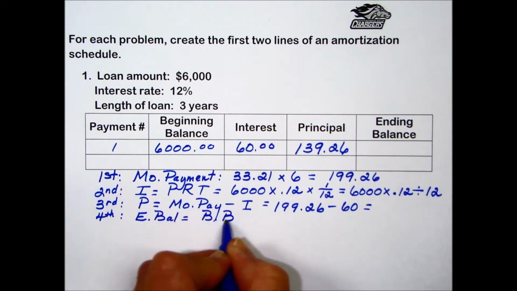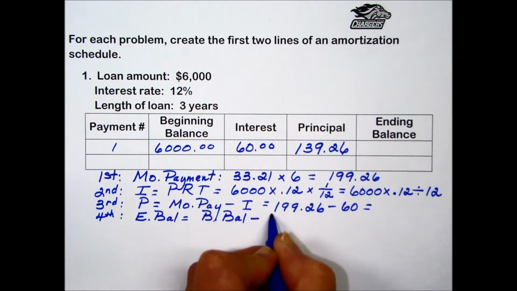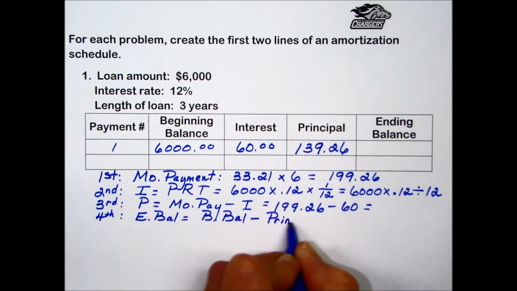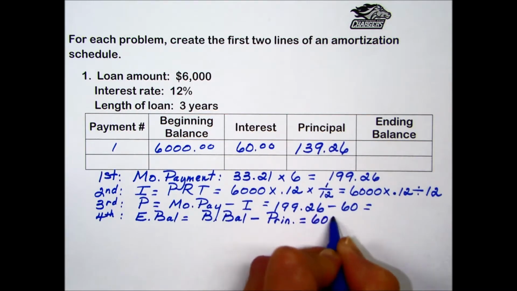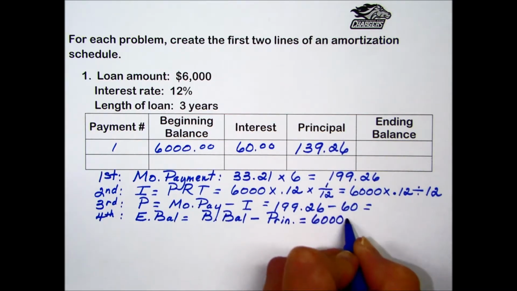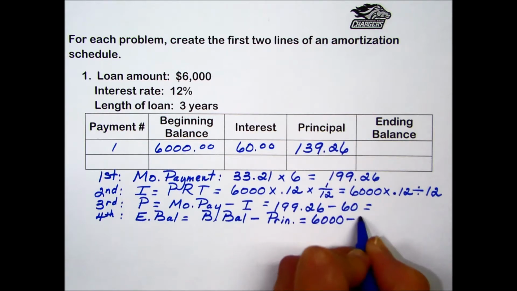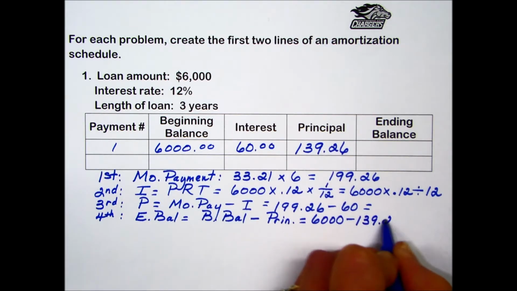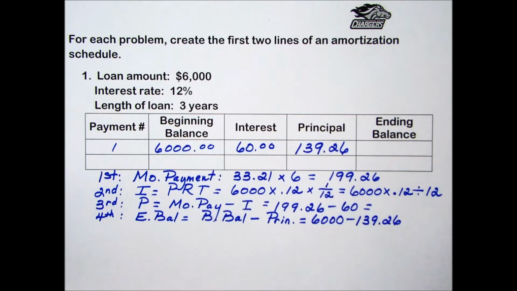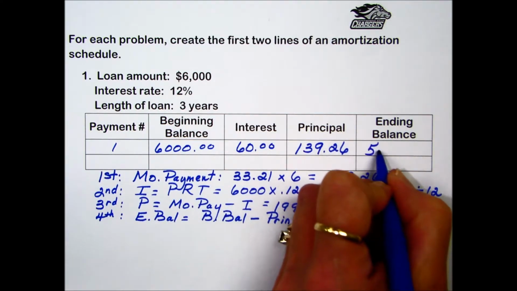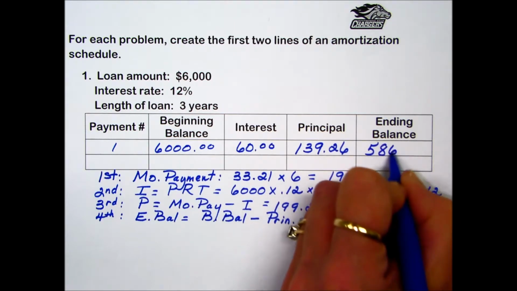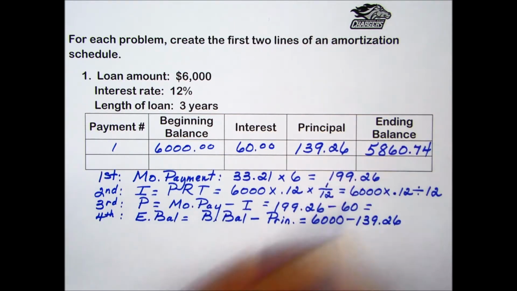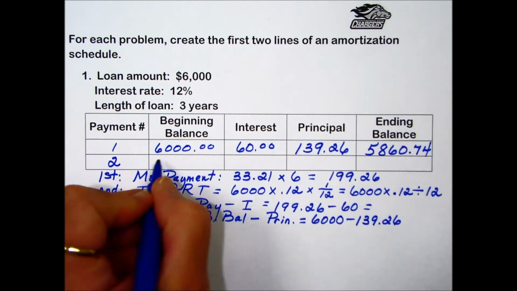The fourth step then is to calculate our ending balance, and to do that we take the beginning balance minus the principal. In line 1, we owed $6,000. Of our monthly payment, $139.26 was considered principal, which reduces the amount owed, resulting in an ending balance of $5,860.74. That ending balance becomes our new beginning balance on the next line of our statement.